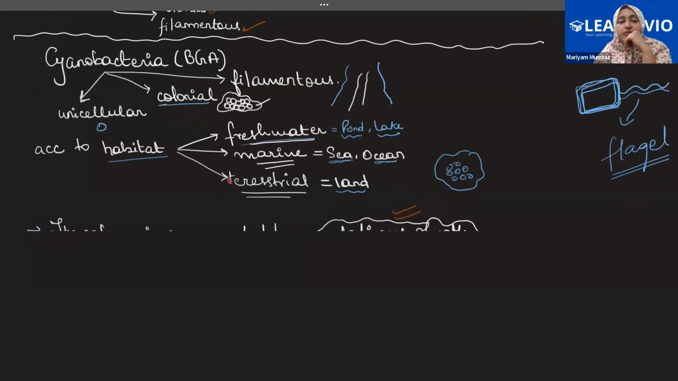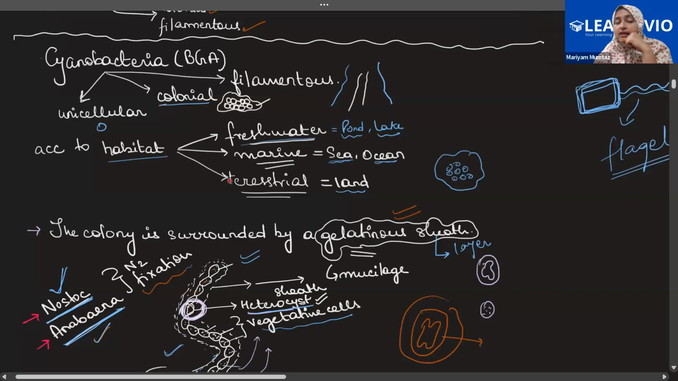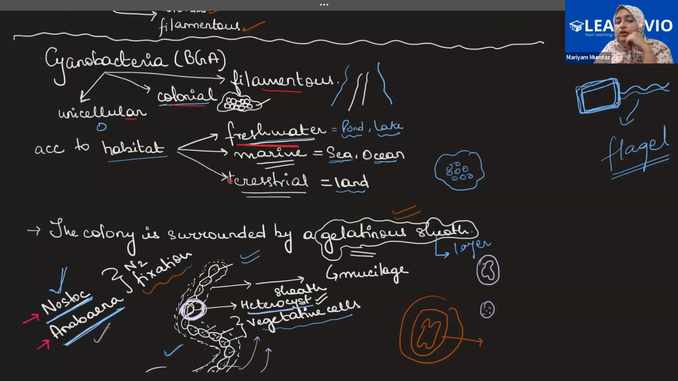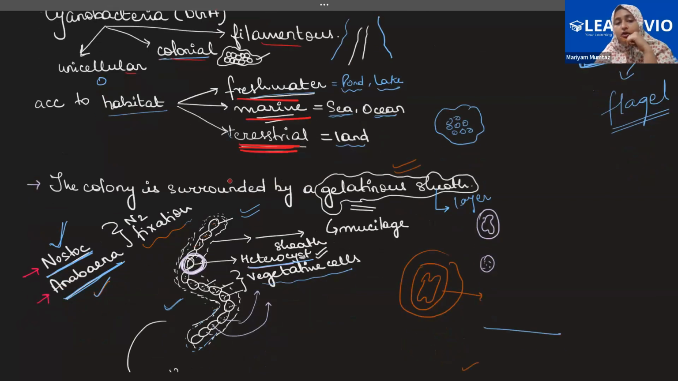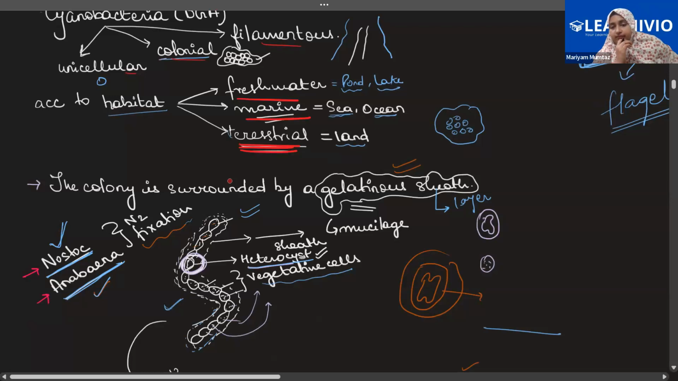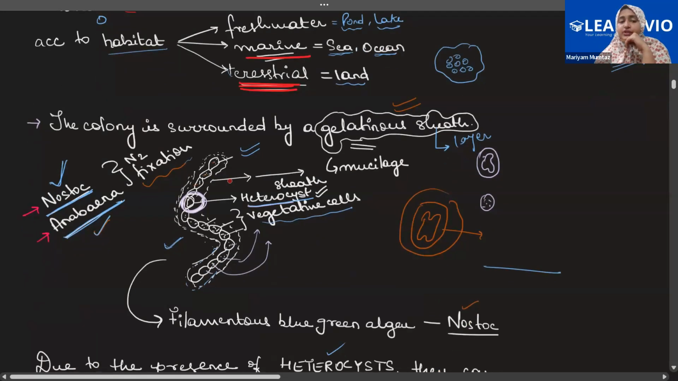Talking about the cyanobacteria, they can be present in three different forms: unicellular forms, colonial forms, and filamentous forms. The unicellular forms are those that have just one cell. Colonial is when many cells come together to form a colony, and the filamentous form is the longer form. According to the habitat, they can be found in freshwater areas such as ponds and lakes, in marine areas such as seas and oceans, and also in terrestrial habitats such as land. No matter where they are found, their colony is surrounded by a gelatinous sheath, meaning a gelatinous layer that is made up of mucilage.